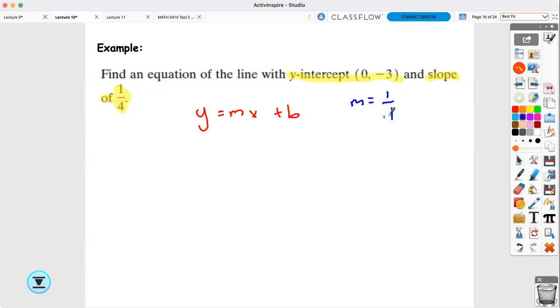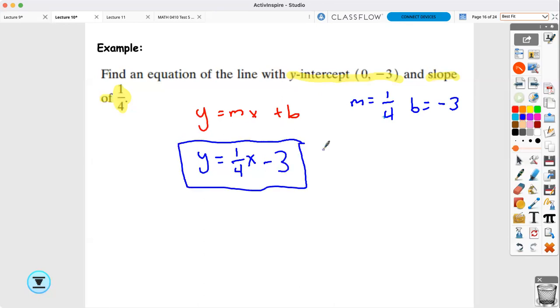It is 1/4. Now look at the b. What did y'all get for b reading the example? It's -3. Now, if we have a formula and we have them labeled, we can plug it in, right? So we will get y equals 1/4x - 3. And just like that, class, we found an equation for the line with the intercept of 0, -3, and slope of 1/4. And we're done.